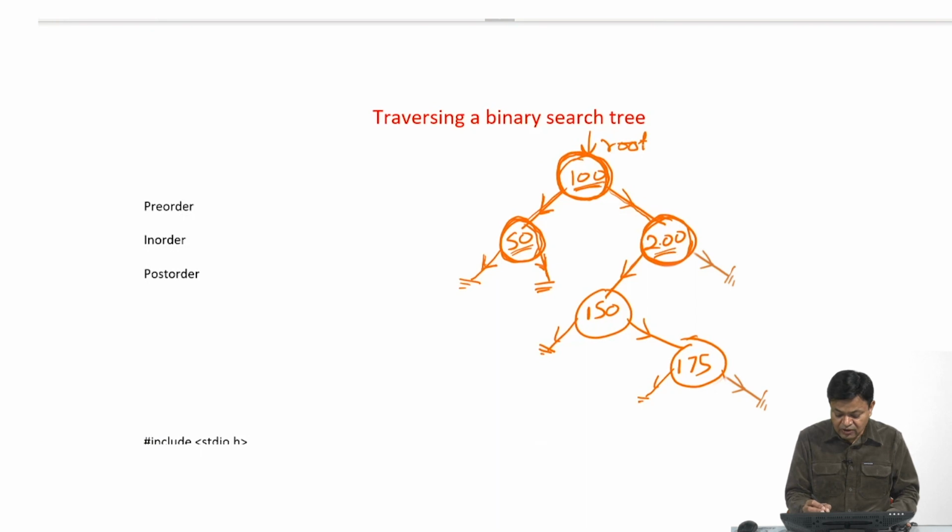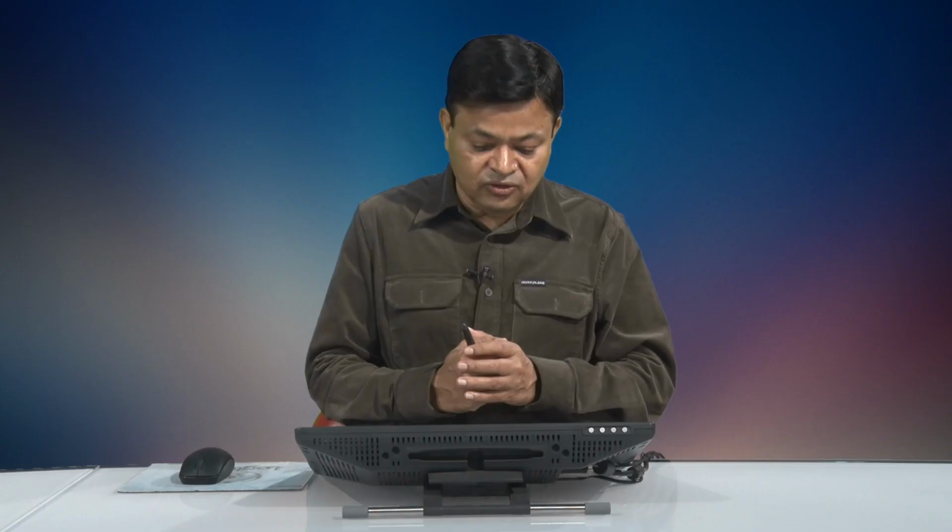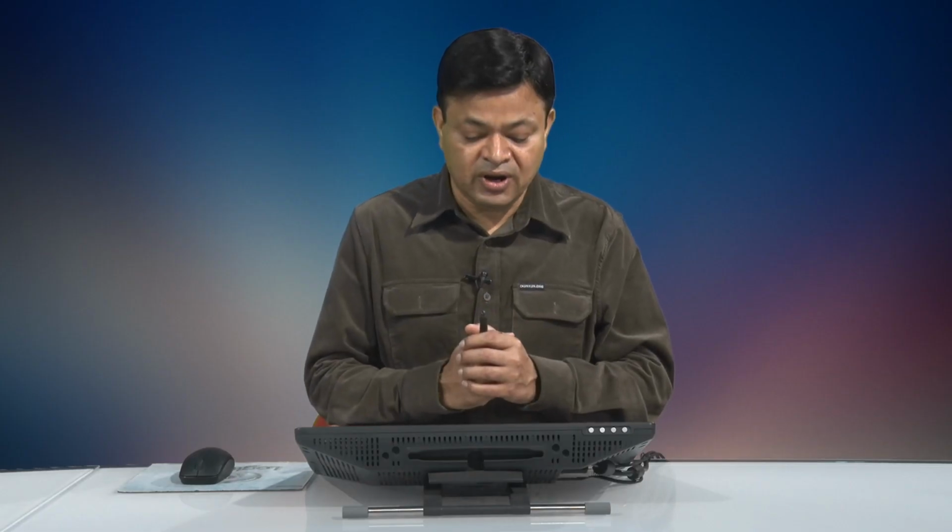After processing, we go to left. Here also we do the same thing: first we process it, then we go to left, which is null. So, we come back, and from here we go to right. In right also we do the same thing: we print 175, go to left which is null, come back, and go to right which is null. So, we come back. All three things are done here, we go back; all three things are done here, we go back; all three things are done, we go back to the root. That is how pre-order works.